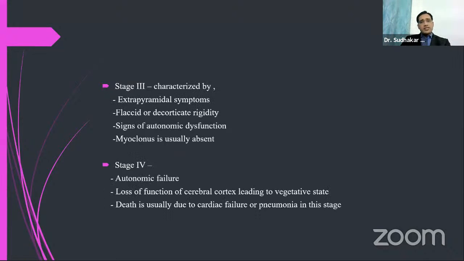Then it is followed by stage 3. In stage 3, there are extrapyramidal signs and symptoms. There is flaccid or decorticate rigidity, and we are going to get signs of autonomic dysfunction. And usually myoclonus is reduced from stage 2, or it is altogether absent in stage 3.